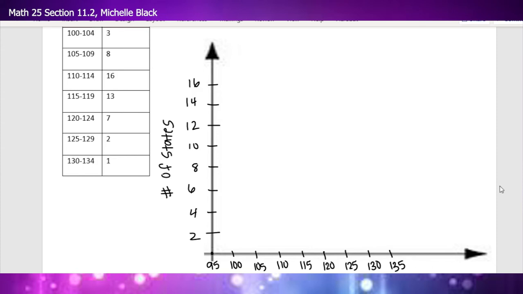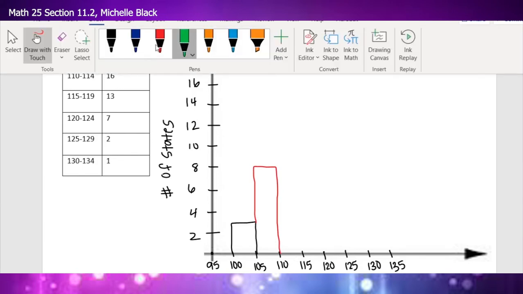Now we just need to draw vertical bars like we did on the bar graph, where the height of the bar represents the frequency for that class. So for the class 100 to 104, I had 3 states that recorded a temperature within that range. The class 105 to 109, we had 8 states. The class 110 to 114 had 16.